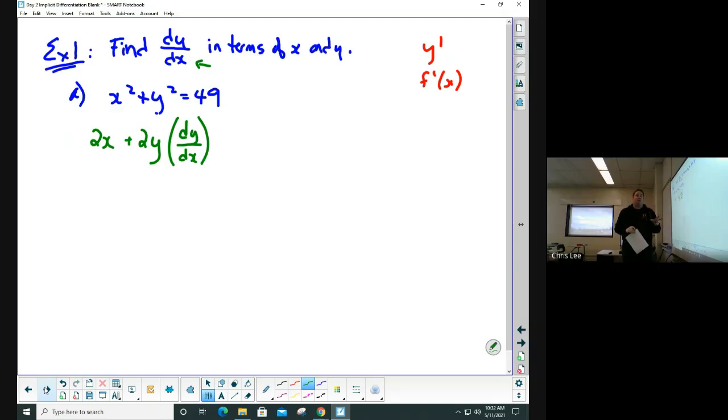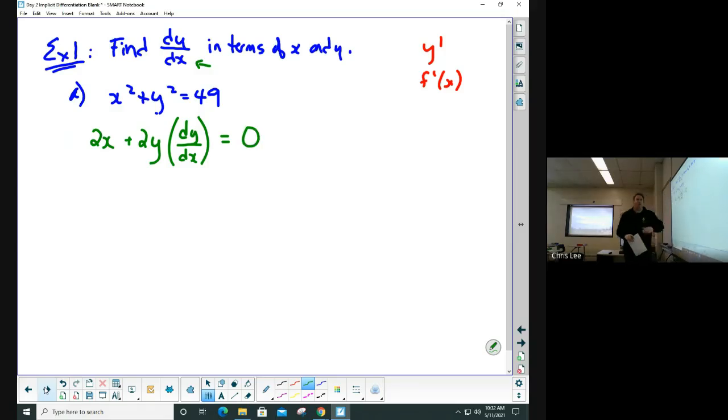Because I'm not actually differentiating with respect to y, which is what I would do if it was a y variable, I'm actually differentiating with respect to x, and when the letter is not the same, I have to add this dy by dx after it. Okay? And then equals, now 49. 49 is not a letter, so it doesn't matter. I just differentiate 49 normally. And the derivative of 49 is 0.